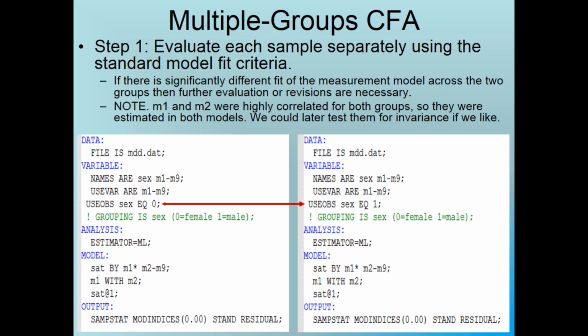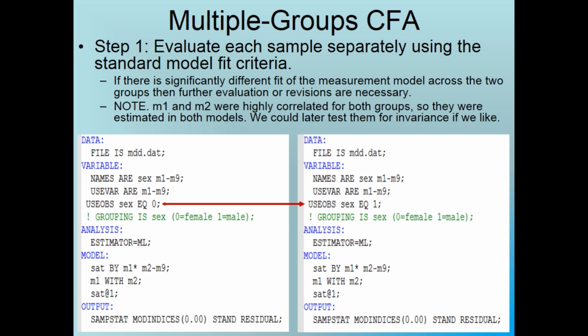To do this, the only difference is that we're going to use the USEOBS sex equals 0 on the left-hand side to tell Mplus to only select those in the sample who are female and estimate that model. On the right-hand side, we're going to use the USEOBS sex equals 1 to estimate only males in the sample. Before we move forward, let's comment on a few other things in the code.